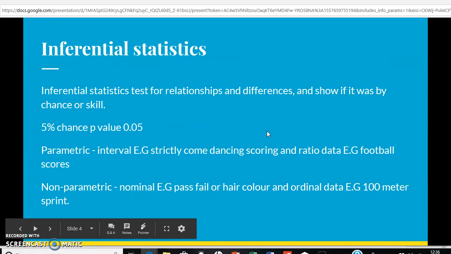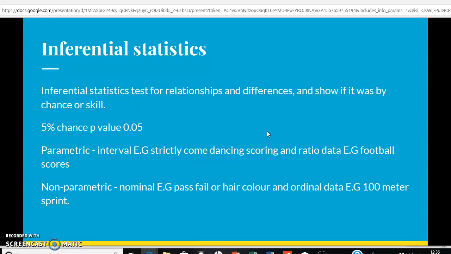Inferential statistics. This shows whether data sets have a relationship or a difference. It also shows if the data collected was a fluke or skill. When analysing data in sport, 5% is seen as being because of chance.